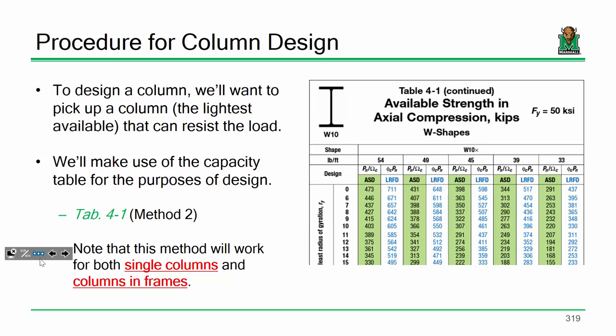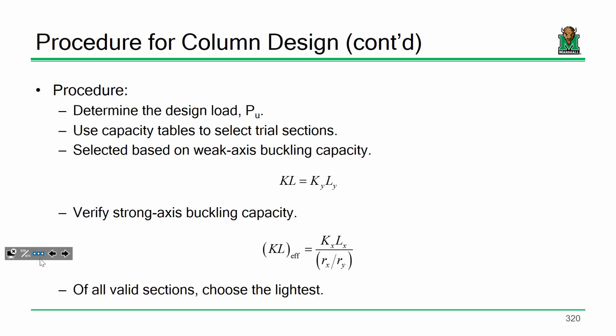It's pretty straightforward. So start off, we determine our design load. Pretty straightforward, 1.2 dead plus 1.6 live. I think by now that should be burned into the back of everybody's head, right? Okay. We're going to use table 4.1 to select what I'm going to call trial sections. This isn't like before where we select one shape and do a bunch of math to verify that shape. We're actually going to have a family of shapes that we're going to assess. Now we're going to select those sections based on the weak axis capacity, but then we're going to have to go back and check the strong axis.